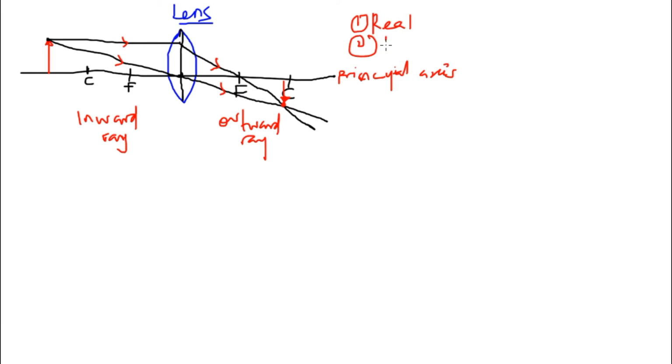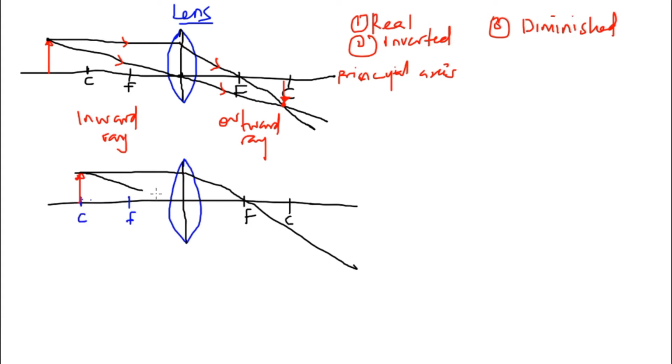And two, it becomes inverted. It is inverted because it is formed below the principal axis. And then the third one is that it is diminished. It becomes smaller in size. Okay, so let's say I want to consider another position now. It passes through the center. So it will be formed somewhere here.